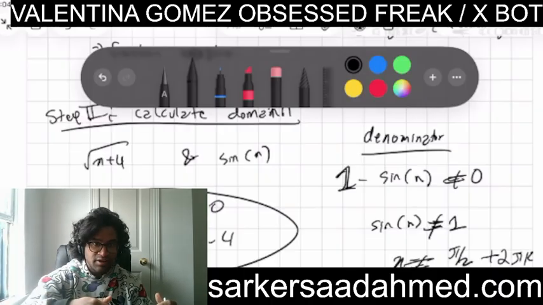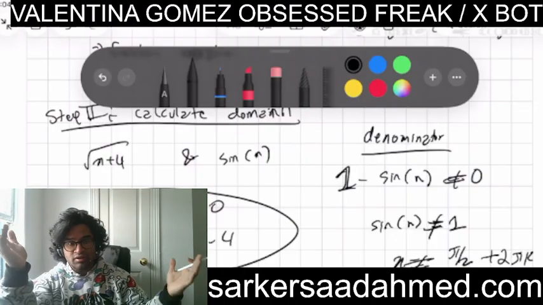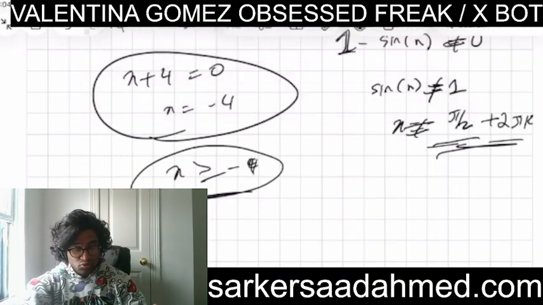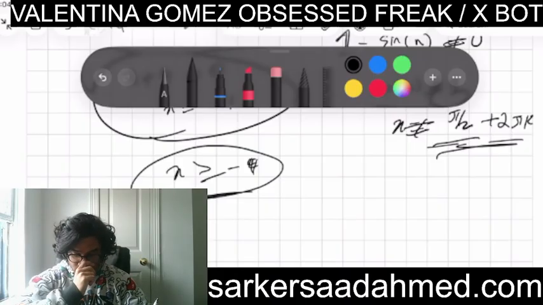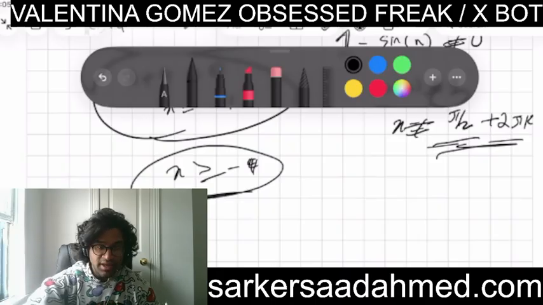And if it does end up as 1, what happens is you end up with zero error in the denominator. You can't have zero error here. You're going to have pi by 2 plus 2 pi k. So two things to consider. Your final domain should be x greater than or equal to minus 4, and x should not equal pi by 2 plus 2 pi k.